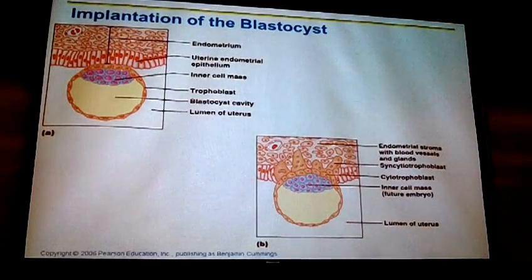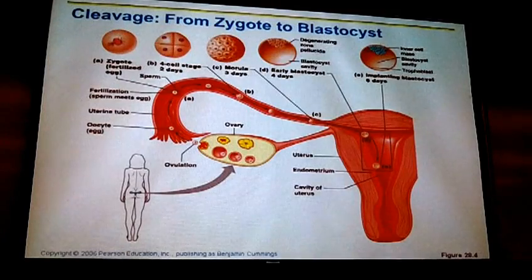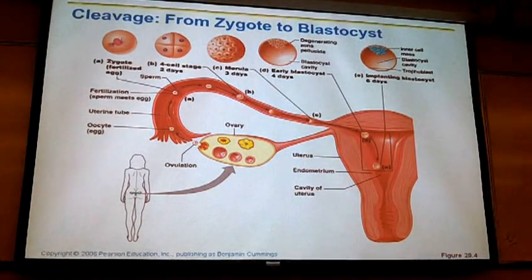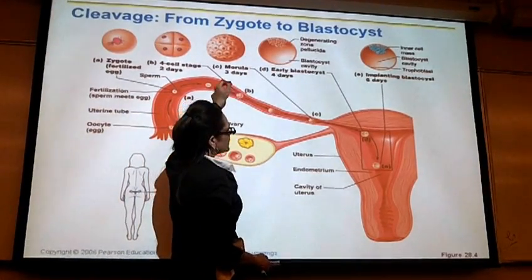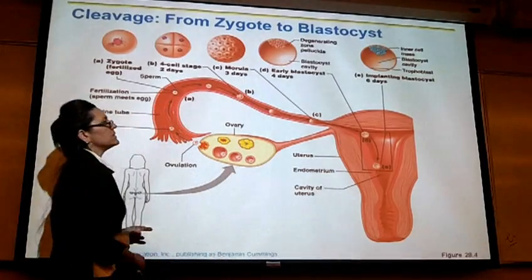What's making the egg, the oocyte, move? What's propelling it in that direction? Most of it's cilia. The cilia lining this is really what's causing it to move.